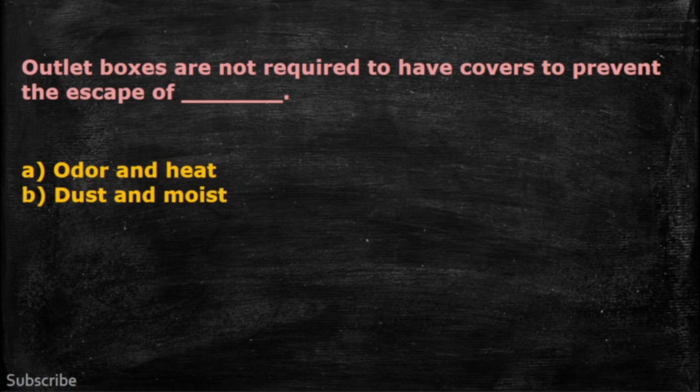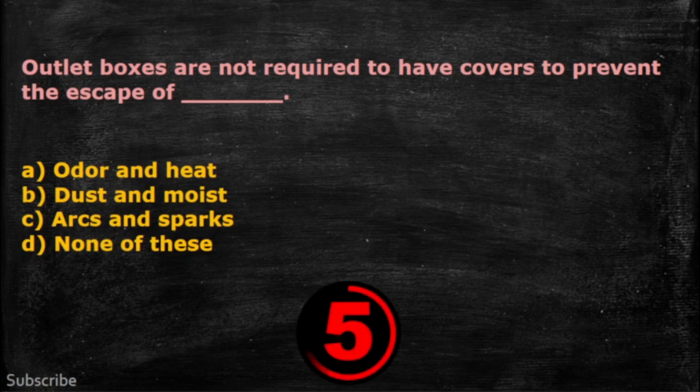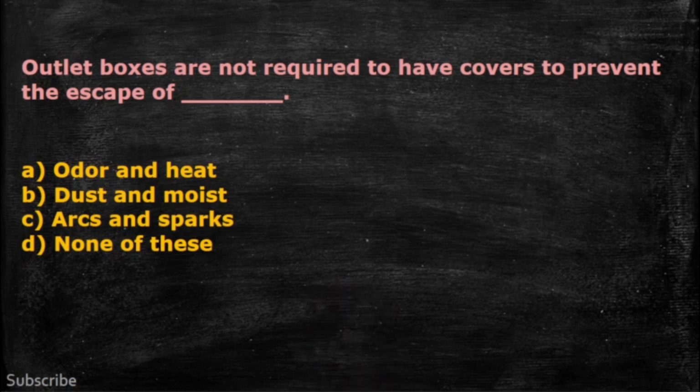Question number 46. Outlet boxes are not required to have covers to prevent the escape of blank. A. Odor and heat. B. Dust and moist. C. Arcs and sparks. D. None of these. The correct answer is letter C, arcs and sparks.